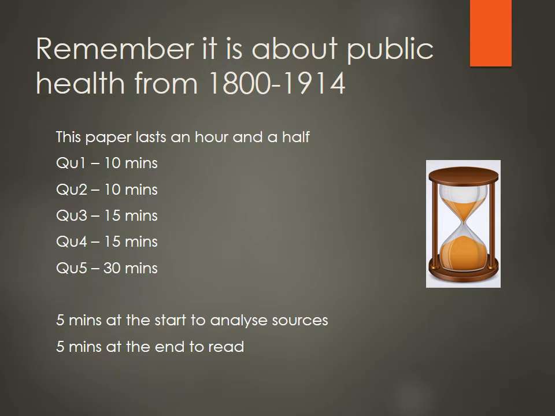Out of an hour and a half, what I suggest is that you use 5 minutes at the start to analyse the sources, read through them, understand them. What you want to do is underline key phrases, circle dates, and work out what's going on, and just really get your head around the sources first. Personally, that's what I do. I would also suggest that you try and leave 5 minutes at the end to go through a final reread. So that takes 10 minutes away.